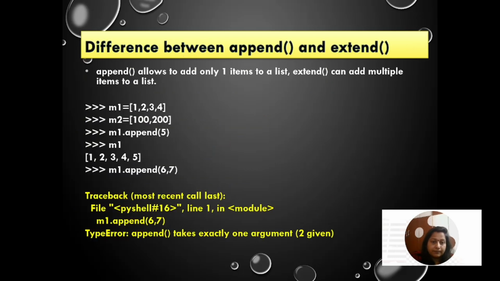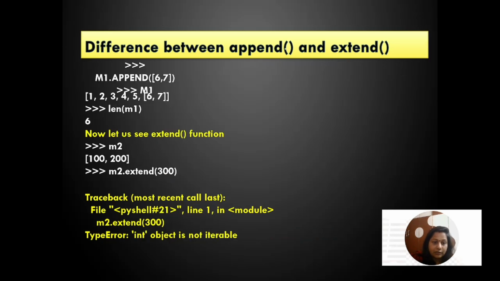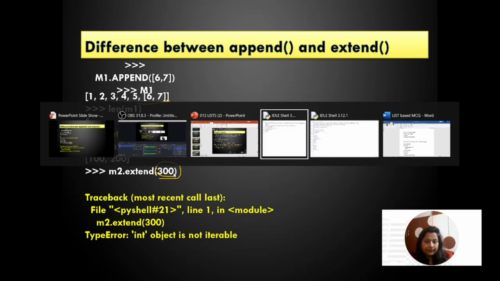But in extend, you can extend only with a list. What is the main difference between append and extend? Append adds only one element at a time, at the end of the list. If you try to add two elements, it will give you an error. But in extend, you have to extend with a list. If you try to extend with a single value, it is not going to work. I will show you an example here.